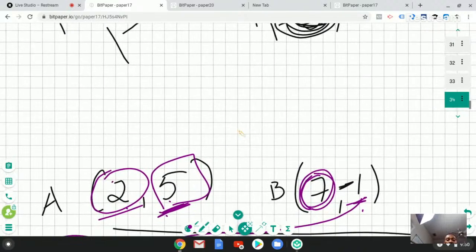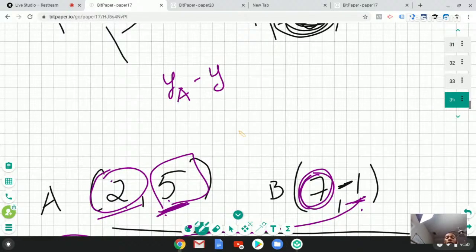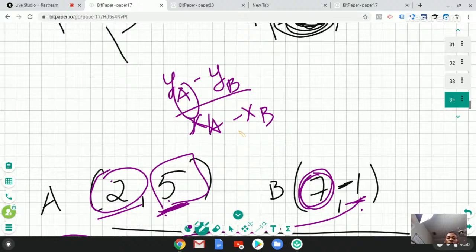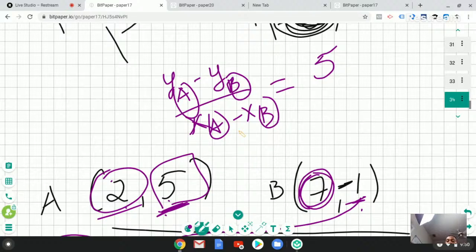You could have say YA minus YB divided by XA minus XB. So you see how I stayed consistent. I started with A at the bottom, A minus B here. So the only thing I need to do is be consistent. So what's the Y coordinate of the point A? 5 minus the Y coordinate of the point B, minus -1.